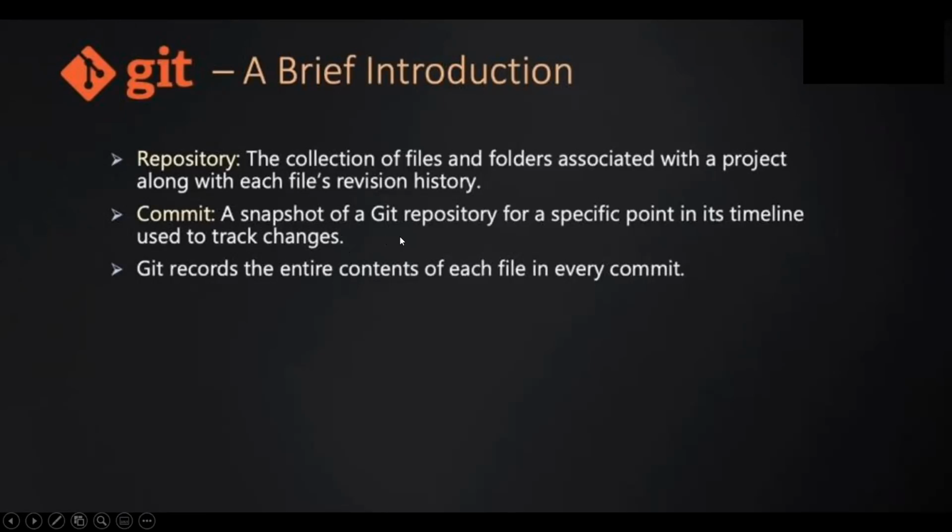Commit, a snapshot of a Git repository for a specific point in its timeline used to track the changes. In other words, let's say in about 3 months, we're going to release the product version 1. Let's say in 6 months, we're going to make another release, which is maybe from alpha to beta or beta to gamma, and then the final version and things like that. So what is that? You commit your changes by that. When you commit it, what is happening is your repository becomes a snapshot of all the latest changes and things like that. That snapshot is later built and then released into the production and things like that. So we'll see again what commit is in a bit, guys. Git records the entire contents of each file in every commit.